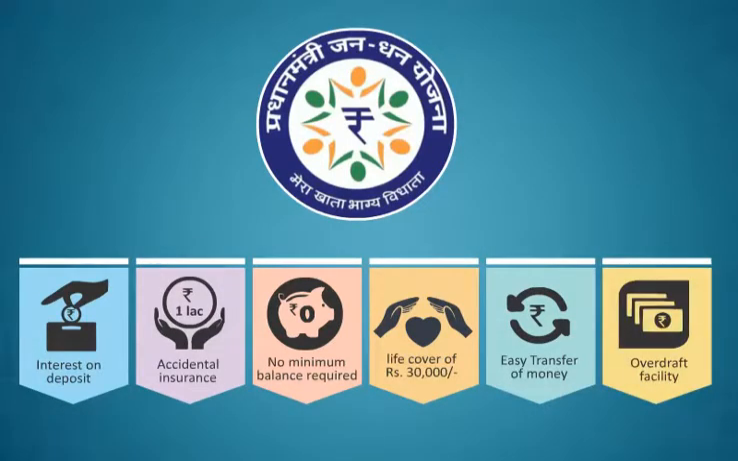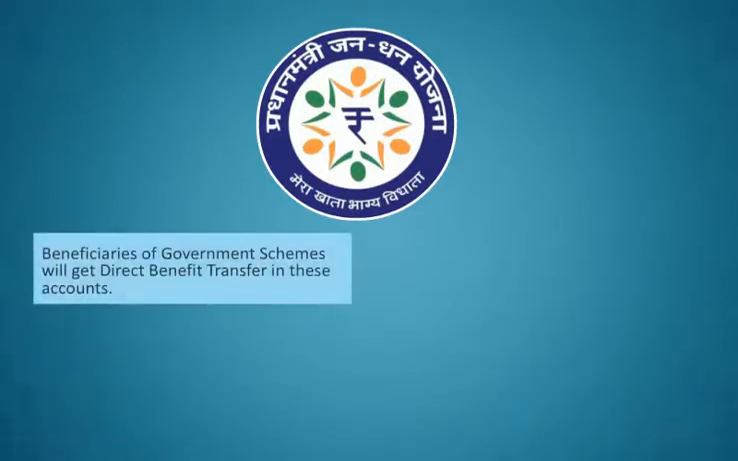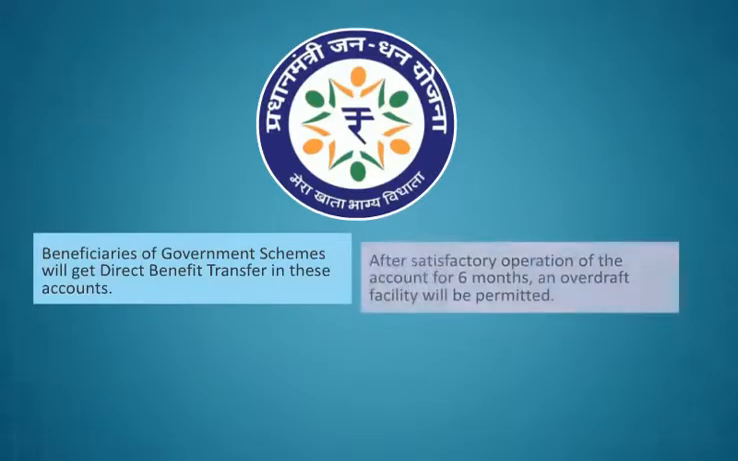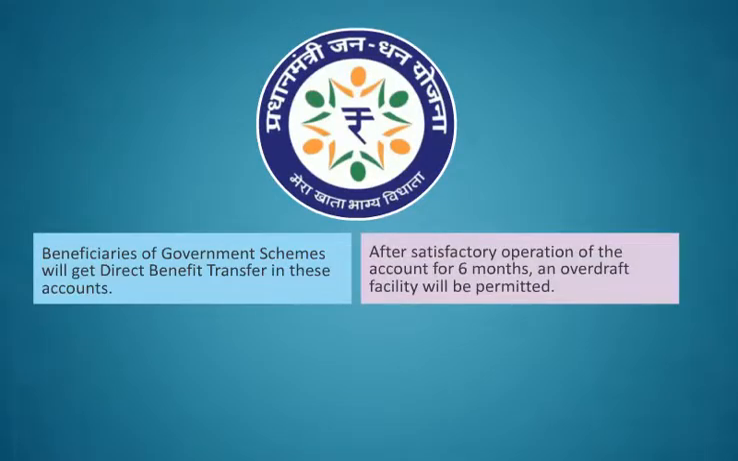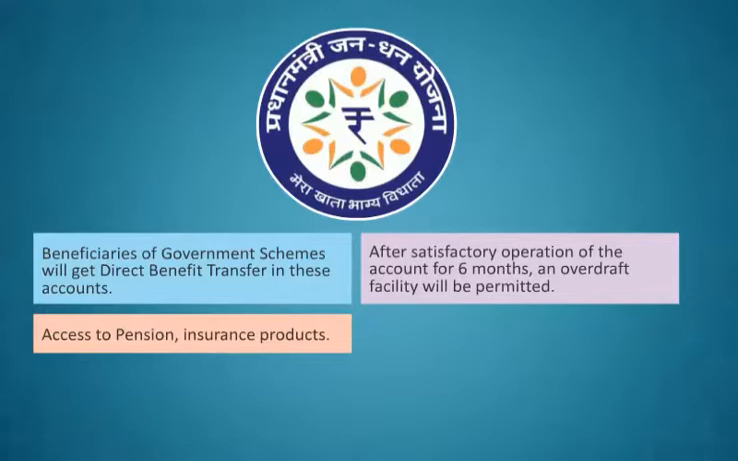Overdraft facility up to 5,000 rupees is available in only one account per household, preferably the lady of the household. Beneficiaries of government schemes will get direct benefit transfer in these accounts. After satisfactory operation of the account for 6 months, an overdraft facility will be permitted. Access to pension, insurance products.